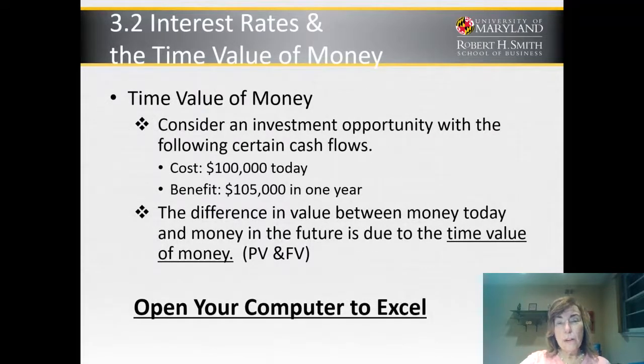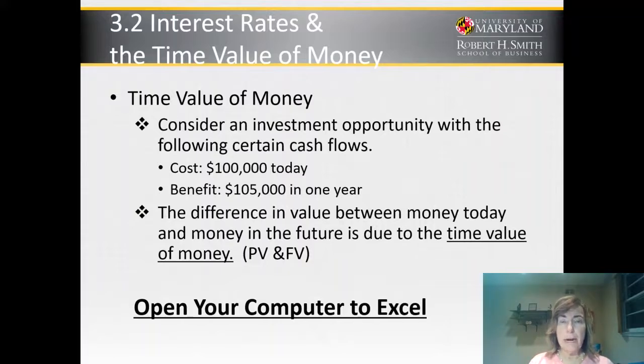So you don't have to open your computer to Excel, but it would be useful if you could. I will be sharing my screen and sharing the Excel with you, and I sent you an email telling you how you open half of it, and so I hope you've done that.